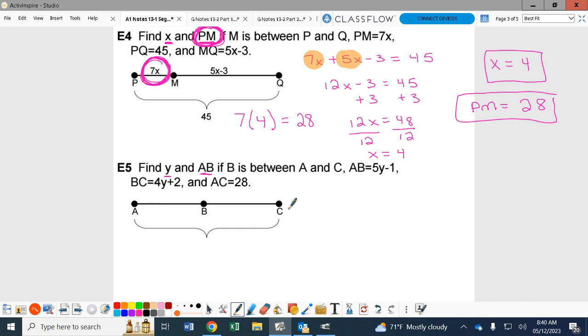And let's see, AB right here is going to be 5y minus 1. BC is going to be 4y plus 2. And AC is 28. Once I put that on there, I'm going to use the idea of a part plus a part equals the whole. So 5y minus 1 plus 4y plus 2 equals 28.